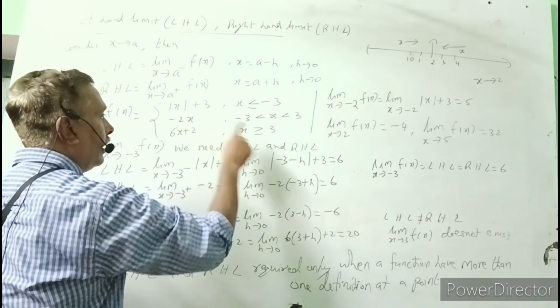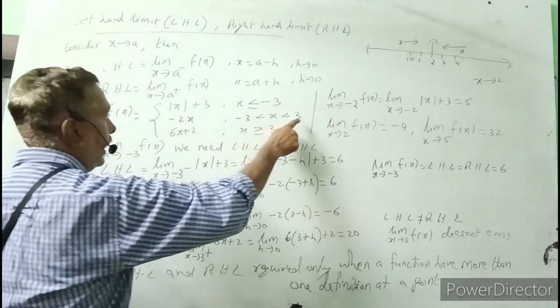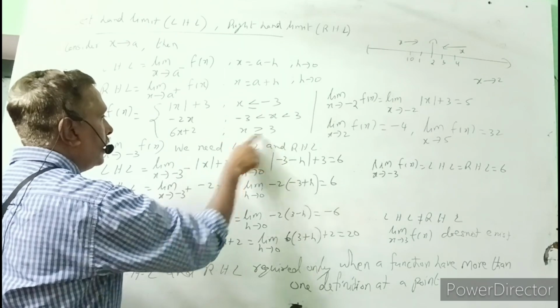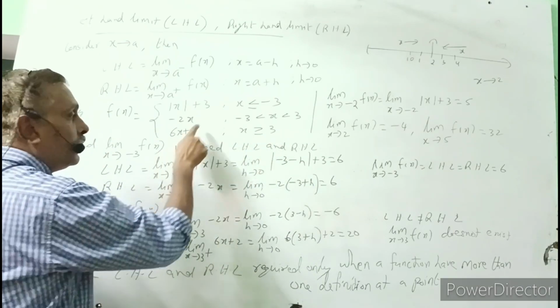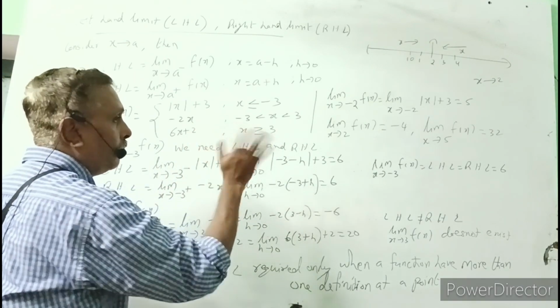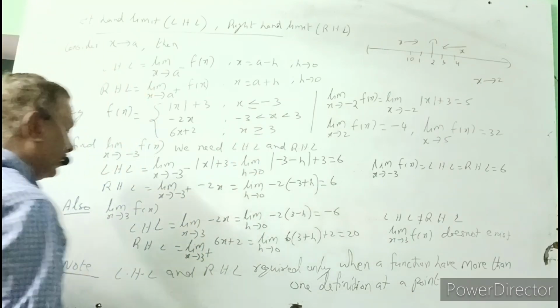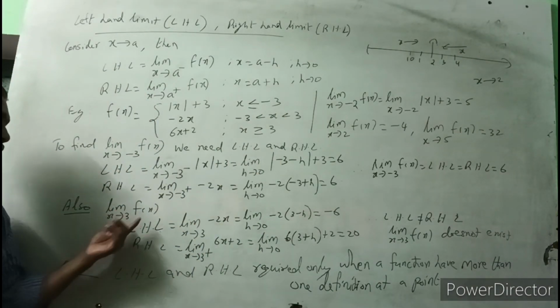Left side of 3 here, right side of 3 here. I put directly. So here it is coming minus 6, but here it is coming 20. So LHL and RHL are different. Limit x tends to 3 does not exist. That I was shown here.